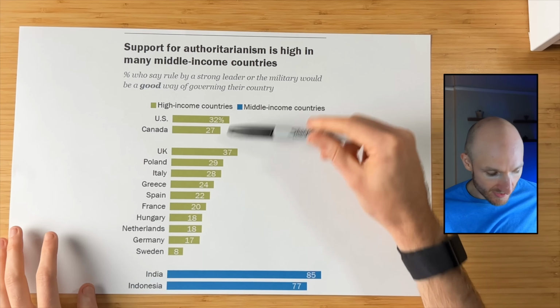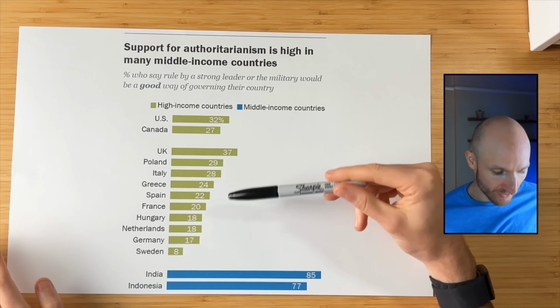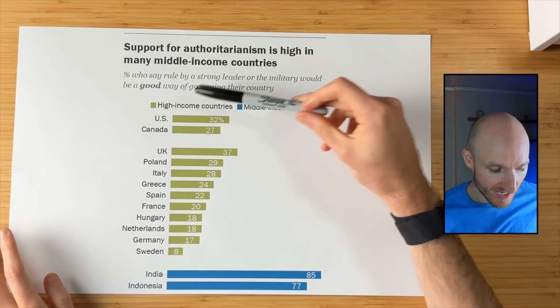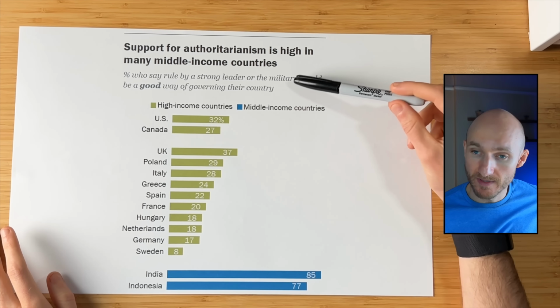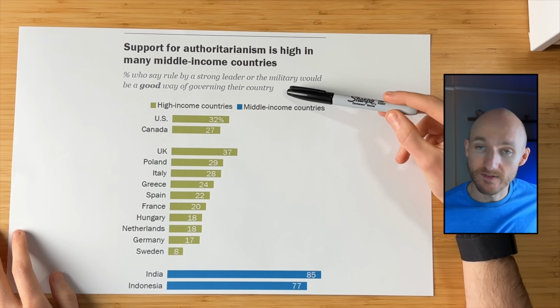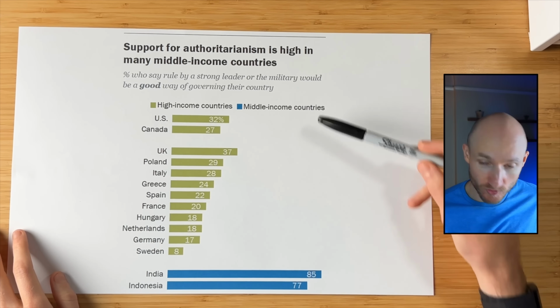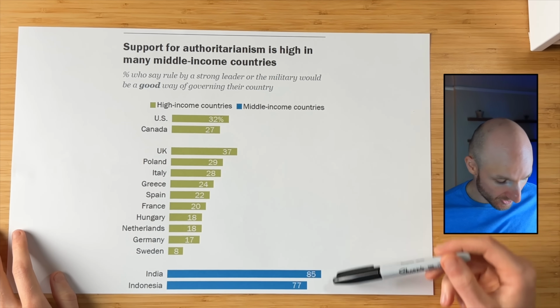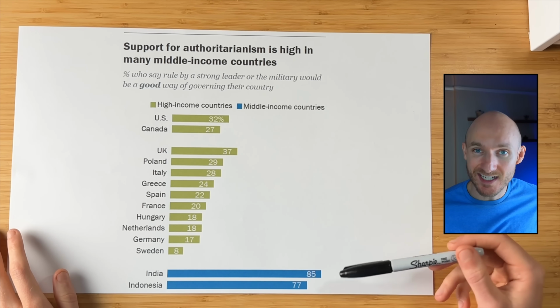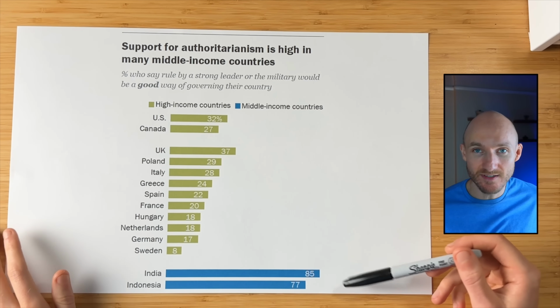You can see a graph here that shows the demand for authoritarianism is kind of high. In high income countries, it's 20 or 30% of people say that rule by a strong leader or the military would be a good way of governing their country. But it's especially true in these middle income countries like India or Indonesia, where it's like 75, 90% of people are like, yeah, we should have a strong leader.